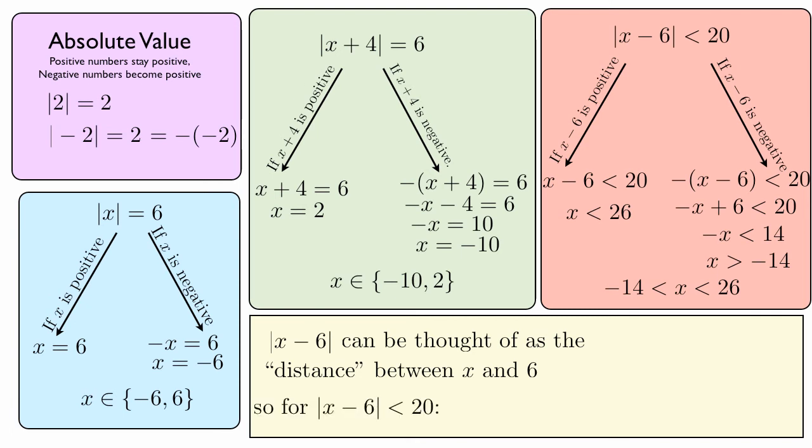And so for the absolute value of x minus 6 is less than 20, we know that the distance between x and 6 is going to be less than 20. So at the far end we have 26, at the very beginning we have negative 14, and in the middle we have 6. If we have any point in that range, it's not going to be further than 20 away from 6. It's always going to be in that interval between negative 14 and 26, because it's at most 20 away from 6. So absolute values are very useful for thinking about distances away from a certain point.